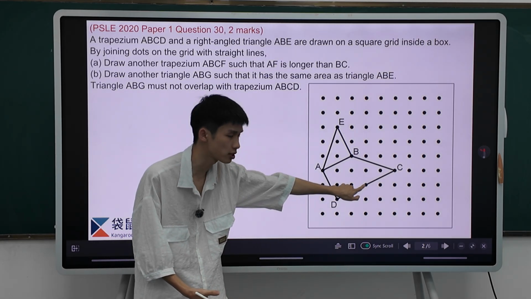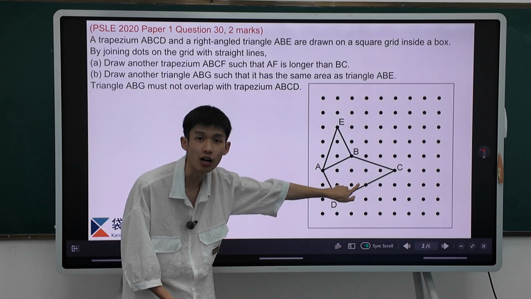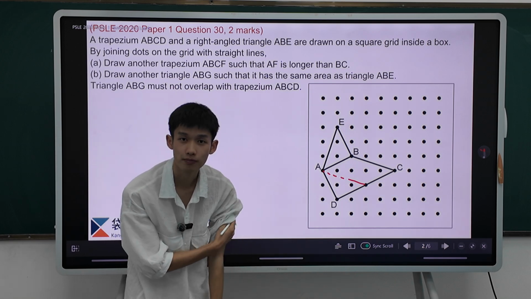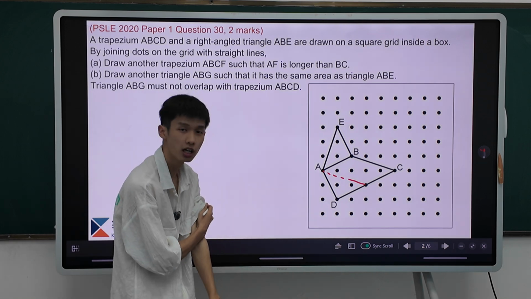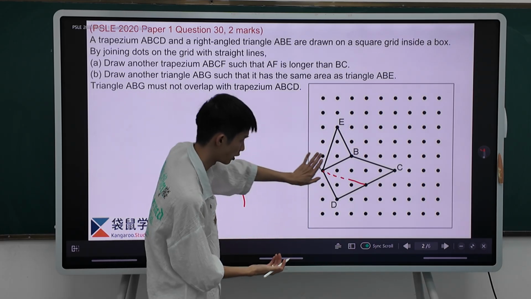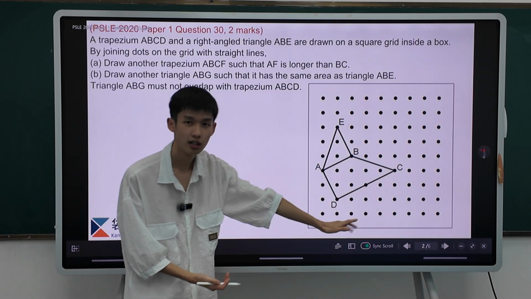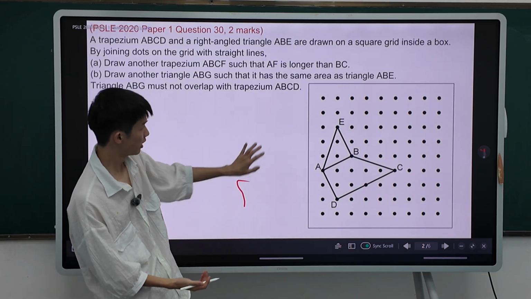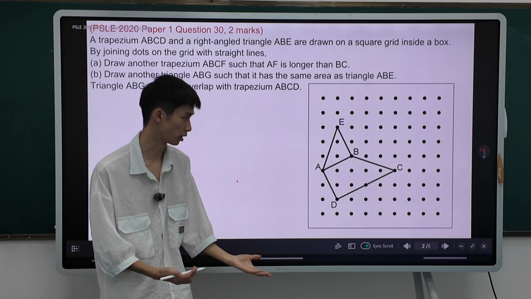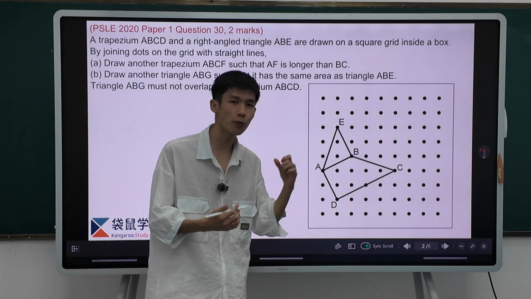But over here, can we use this point as F? I cannot, because that will form what shape? Is that a trapezium? No, it's not. It's actually a parallelogram, not a trapezium. So we cannot use this point. How about point D? That will be the same, but also AF is not longer than BC. So that also doesn't work. So it seems that AB will not be the parallel line.